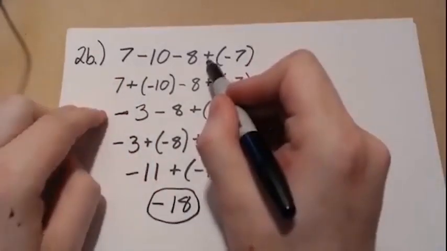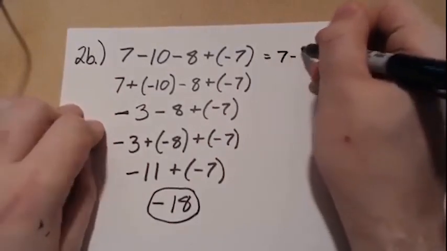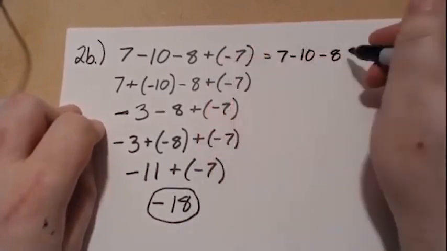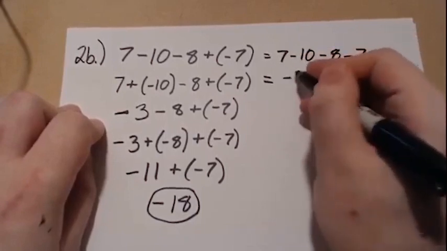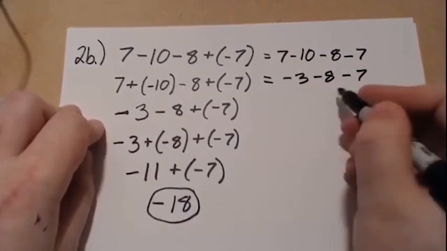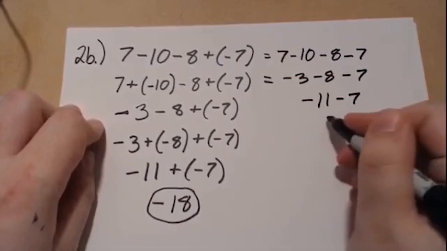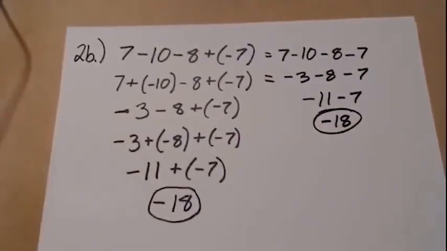Again, you don't have to do it that way. Let's look at this same problem. If we wanted to change this plus negative 7, since adding a negative is subtracting, you can go 7 minus 10 is negative 3. Negative 3 minus 8 is negative 11. Negative 11 minus 7 is negative 18. However you're thinking about it.